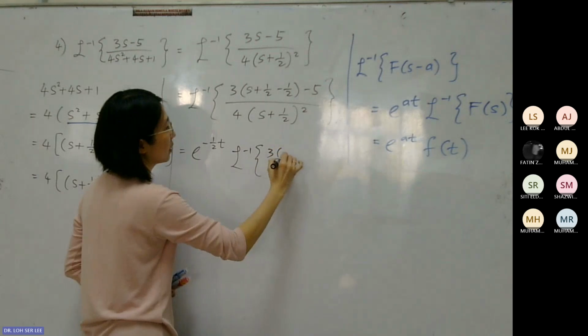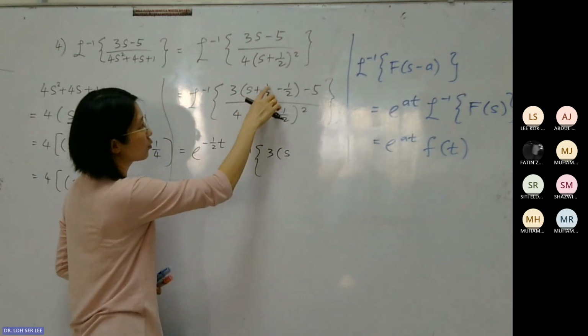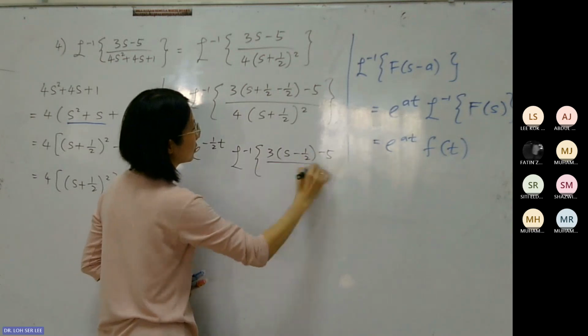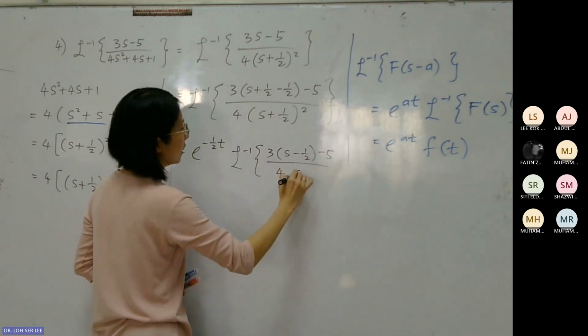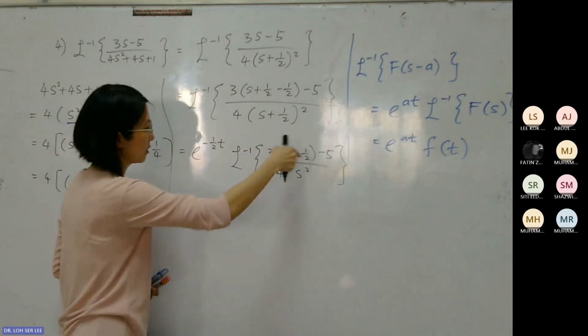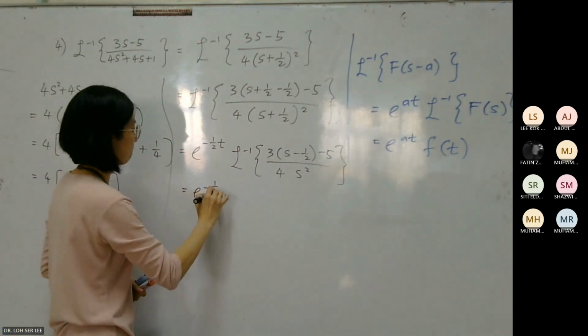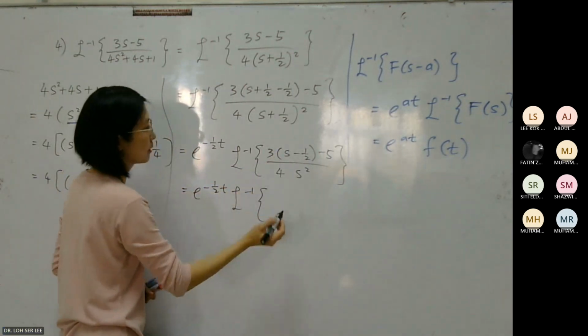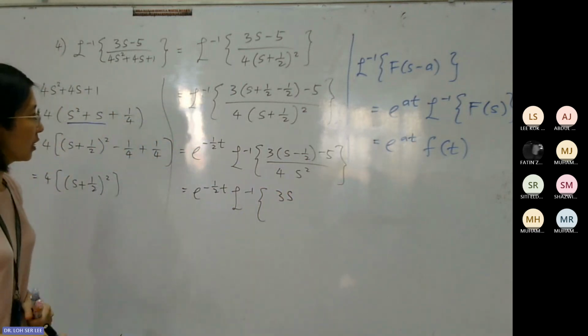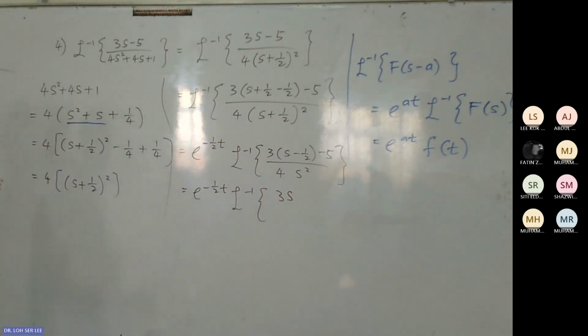You have 3s, this one minus half, minus 5, over 4s squared. Okay, so this one you have to simplify first. So 3s, okay, negative 3 over 2 minus 5. Okay, negative 3 over 2 minus 5.